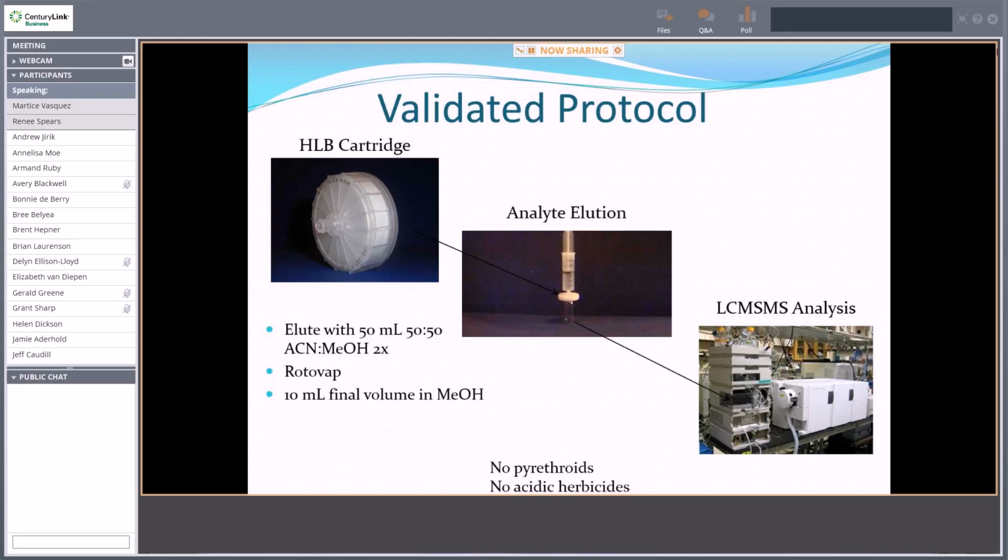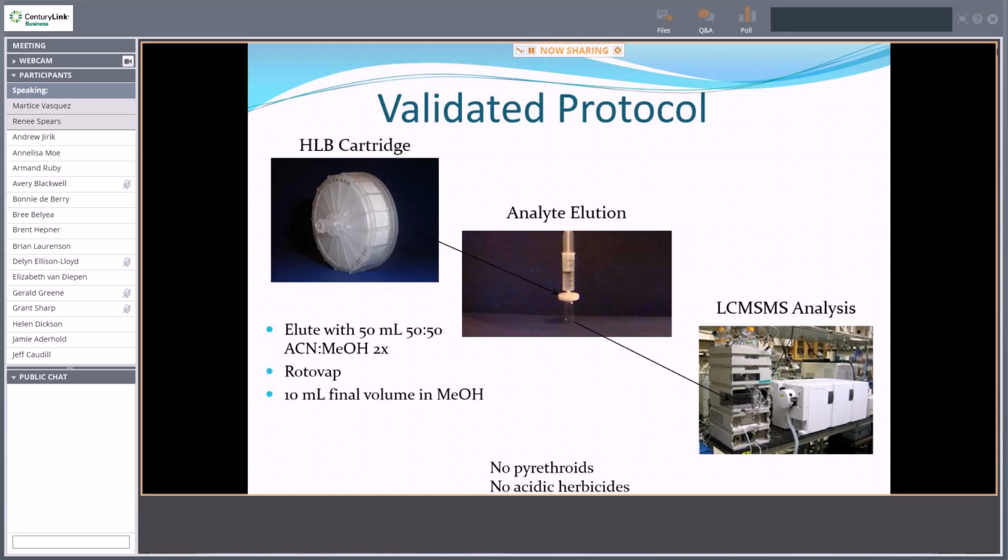So ultimately, the validated protocol that we settled on was using that HLB cartridge. We would elute that cartridge with 50 mLs of a 50/50 solution of acetonitrile and methanol, and we would do 2 times 50 mLs. Once we had the eluate, we would rotovap that down to 2 to 3 mLs. We would then bring that up to a final volume with methanol to a 10 mL mark. And then ultimately that 10 mL final extract volume would be analyzed using LC triple quad.